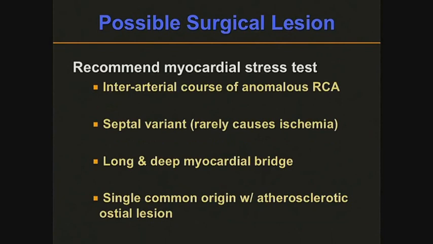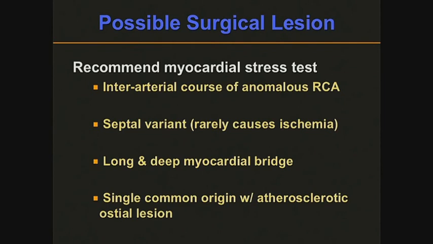Now, what are the possible surgical lesions? These are the lesions that would require some other type of imaging to see if this is a flow impeding lesion, if there's true ischemia caused by this anomaly. And in those cases, they do a stress test. An exercise stress test is better than a scintigraphic one in terms of revealing this type of ischemia. In our institution, we put the anomalous RCA with an interarterial course in this category.